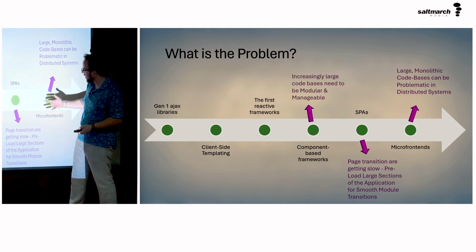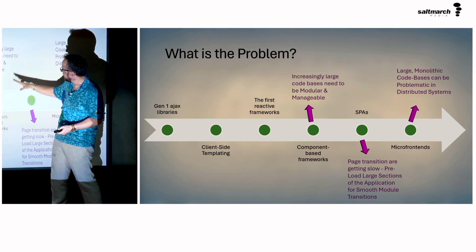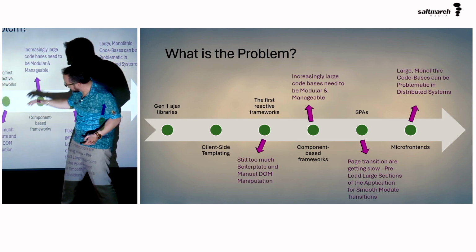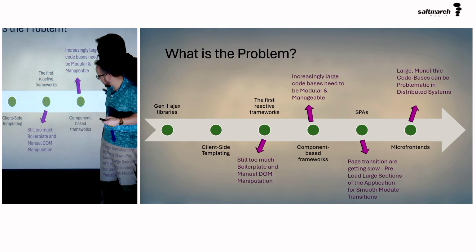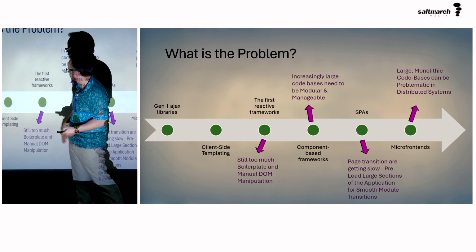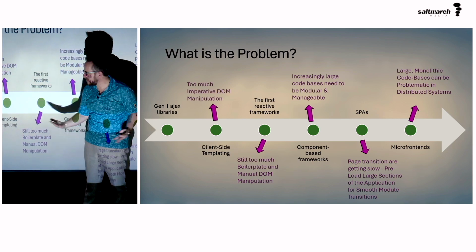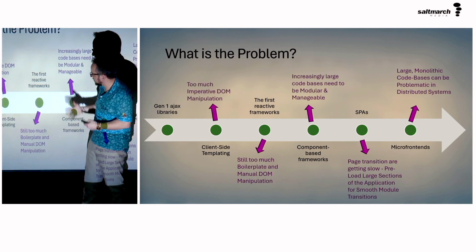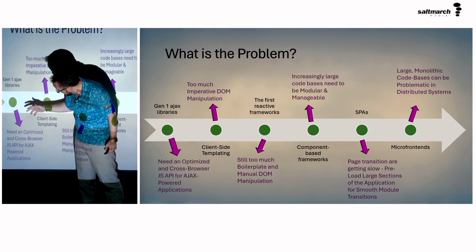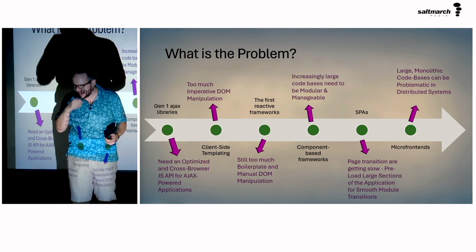And that came out of the component-based frameworks, which came out of the fact that we have increasingly large code bases and we want them to be modular and manageable. Why are they increasingly large? Well, because we have a lot of boilerplate. Even though we got rid of the manual DOM manipulation, we got a lot of boilerplate. There's a lot of code in there, and we got to figure out some way to manage it. Why do we have a lot of code? Because we're doing a lot of imperative DOM manipulation, imperative all over the place. And we're doing imperative DOM manipulation because we need an optimized cross-platform JavaScript API for Ajax-powered applications and dynamic things.